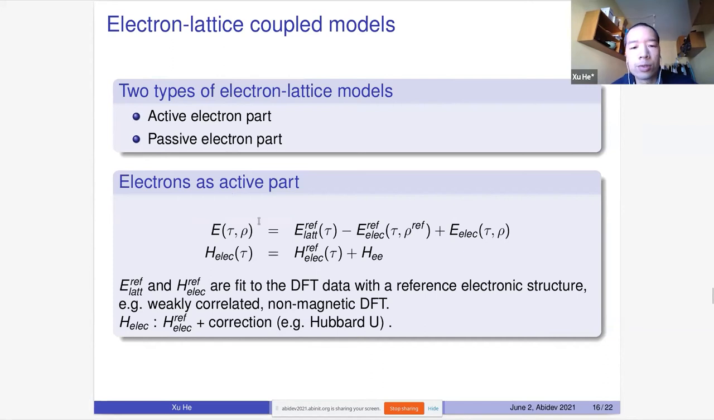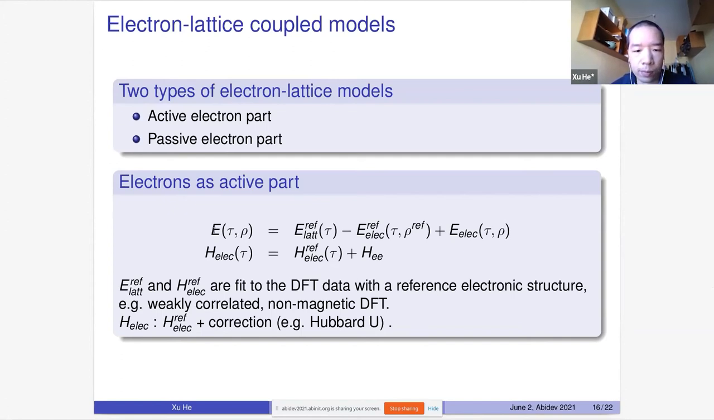What we do is first we build a lattice model, and this lattice model is fitted to the DFT data with a reference in electronic structure instead of the one the structure really is. For example, in a magnetic structure, we choose the reference structure to be non-magnetic, then we could have different magnetic configurations in the final electron model.